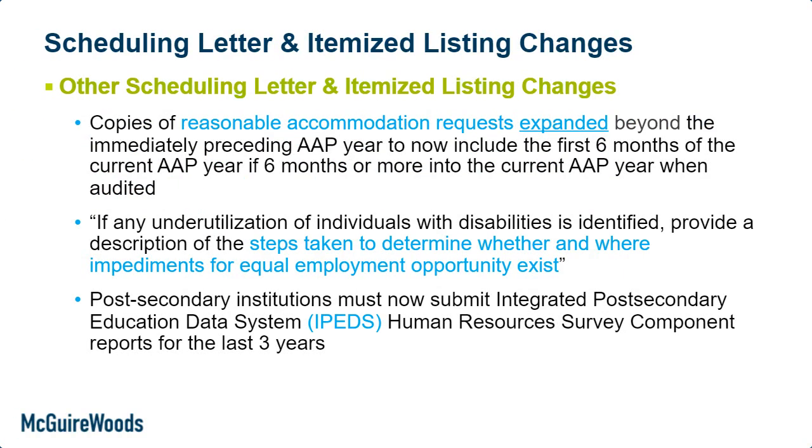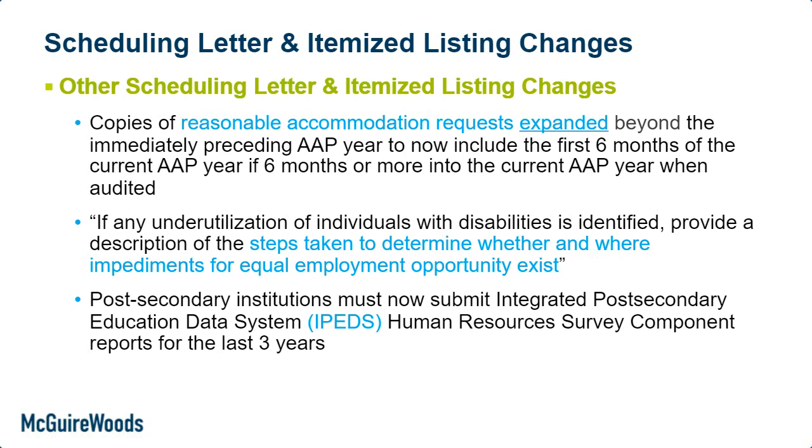Other things that have changed: they've always asked over the last several years for reasonable accommodation information that's focused on the last preceding AAP year. They've now expanded that out to include the first 6 months of the current AAP, if you're 6 months or more into that plan as of the time of the scheduling letter.